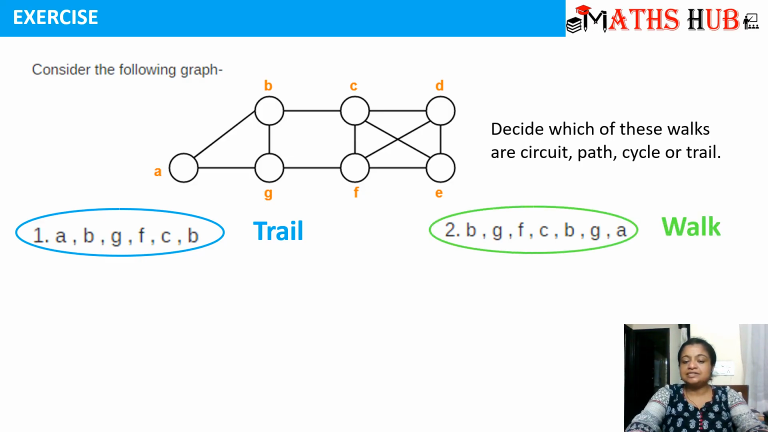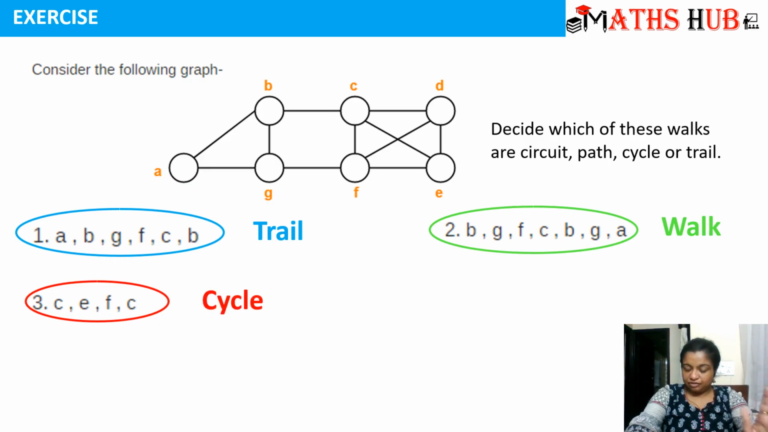So here you can see that it's a walk because the vertices and the edges are repeating multiple times. Then the third one, C, E, F, C. So here you can see that neither the vertices are repeating nor the edges are repeating, and the initial and the final vertices are the same. So it's a cycle, right?